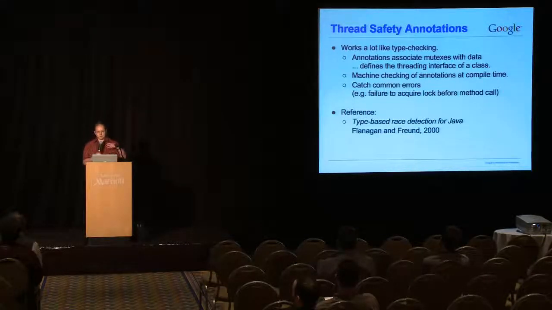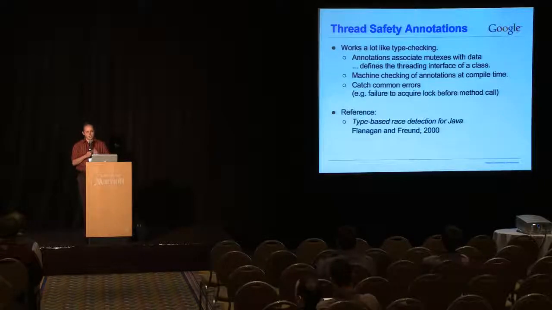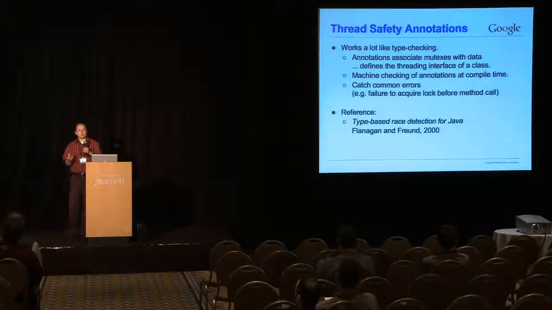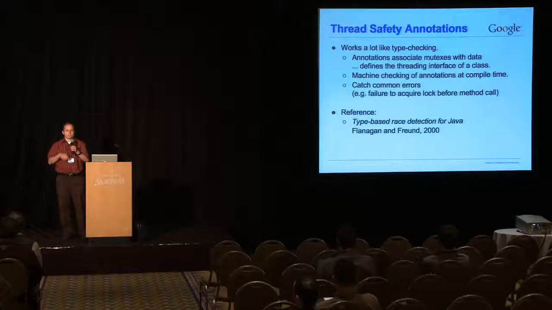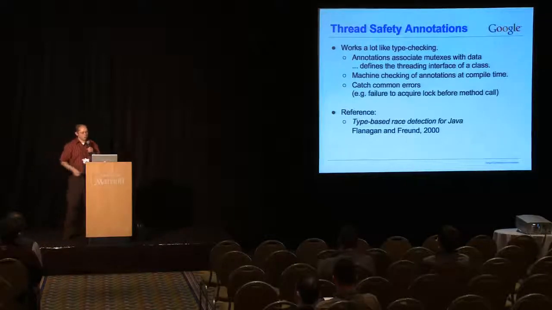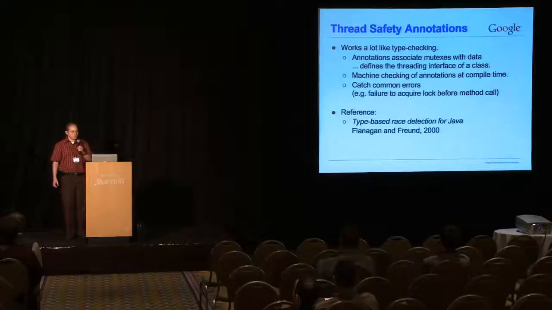So, as I mentioned, thread safety annotations work a lot like type checking. The basic idea is to establish a locking protocol, associating which mutexes guard which pieces of data. And like type checking, it doesn't catch deep errors. It catches the common stupid errors that you make when issuing lots of lock and unlock calls throughout the code. There's a good reference on the relationship between this and type checking, which is type-based race detection for Java.